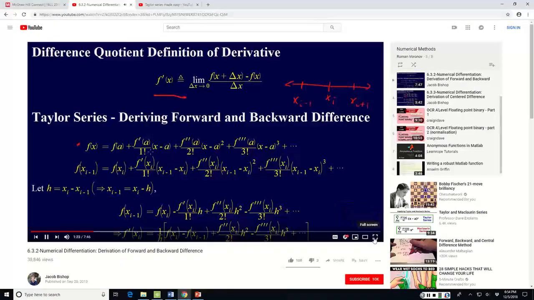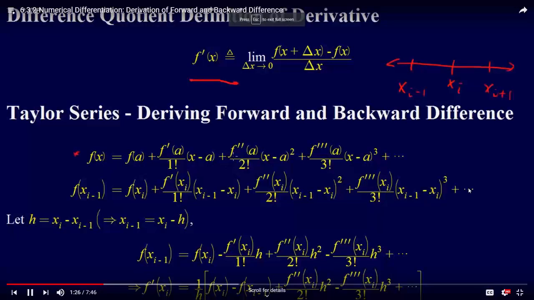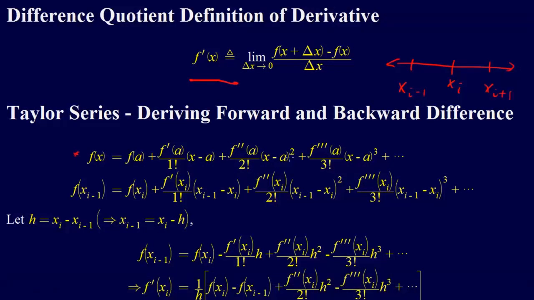Plus f prime of a over 1 factorial times x minus a, plus f double prime of a over 2 factorial times x minus a squared, plus f triple prime of a over 3 factorial times x minus a cubed, and so forth. Recall that f of x is f evaluated at any point, and we're expanding it about the point a. So a is the known point, and x is the unknown point that we're trying to figure out. This is the approximation, and you see the higher order derivative terms: a first derivative, a second derivative, a third derivative, and so forth.